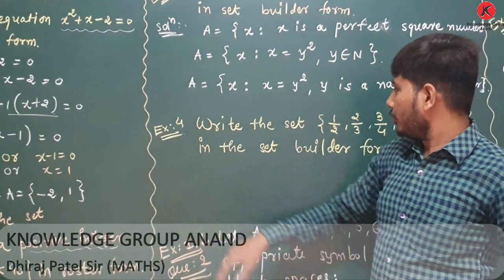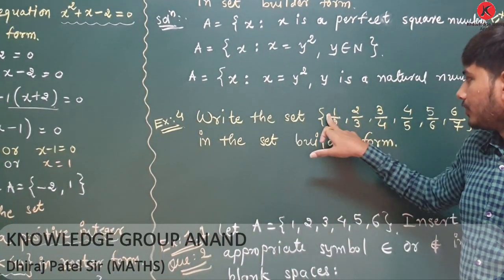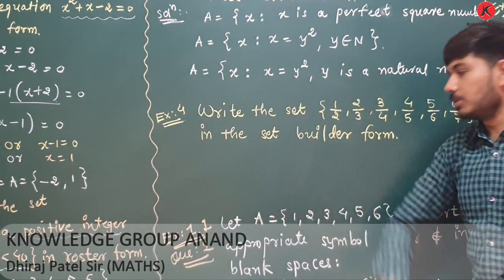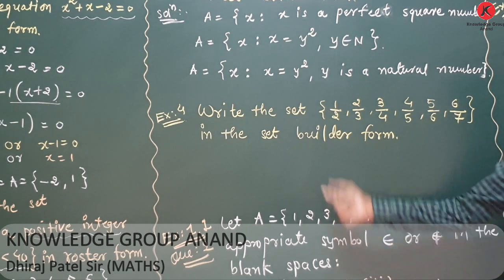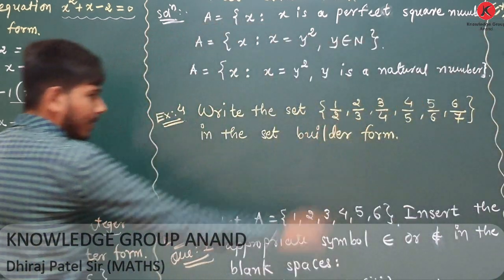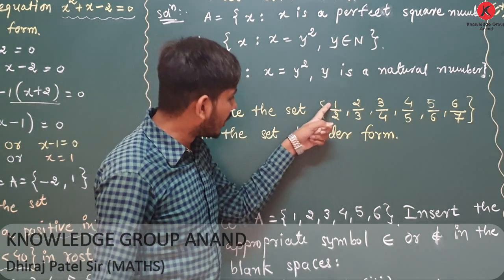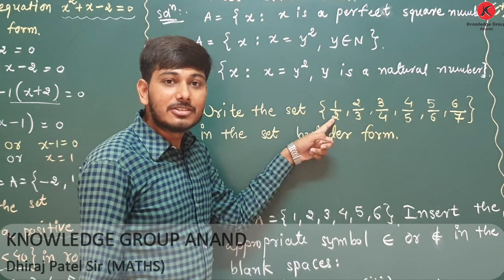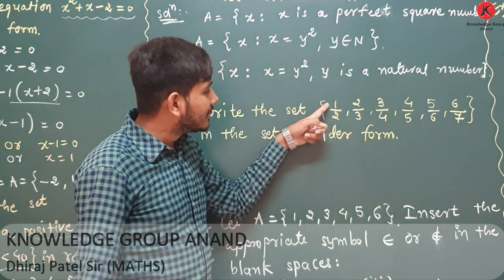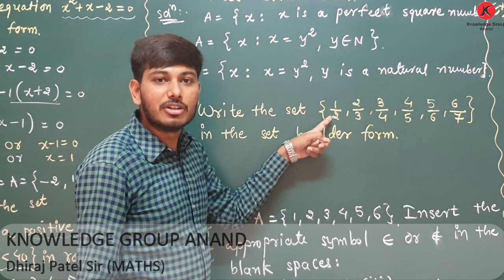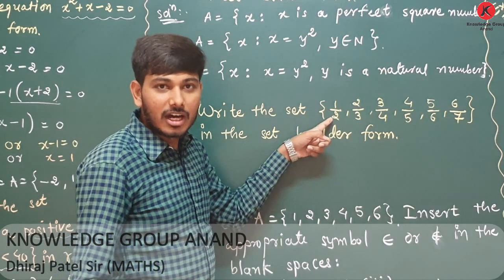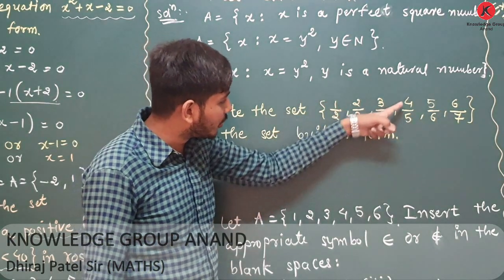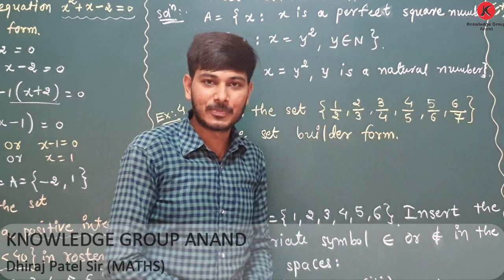In example number 4, write the set 1/2, 2/3, 3/4, 4/5, 5/6, 6/7 in set builder form. Now, first of all, observe the pattern of these numbers. 1/2 means the denominator is greater than the numerator, or the denominator is 1 more than the numerator. Okay, 2/3, 3/4, 4/5, 5/6, 6/7.